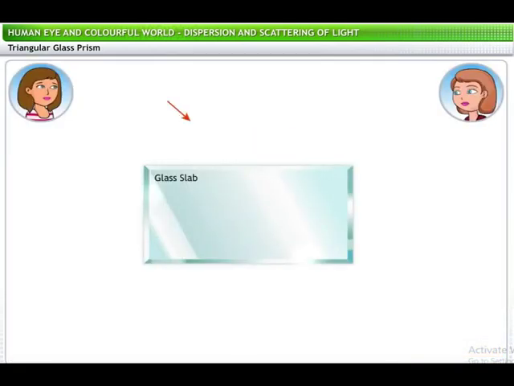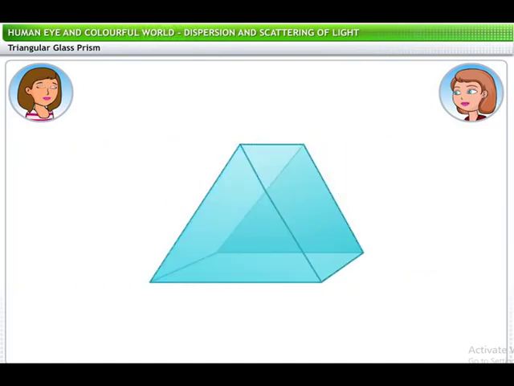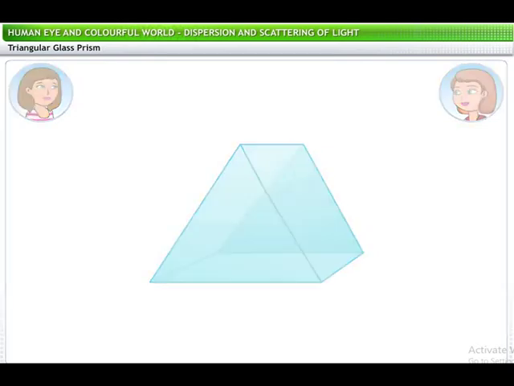You may have studied how light refracts through a glass slab. You can think of a prism as a triangular piece of glass carved from a rectangular glass slab. Let's see how light refracts when the glass slab is converted to a prism.